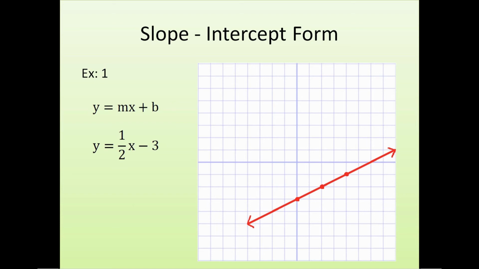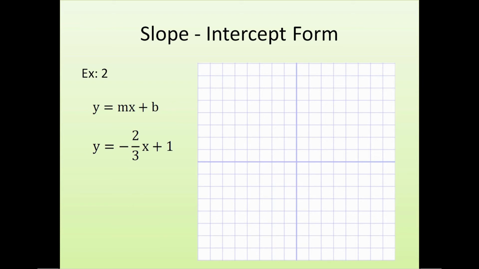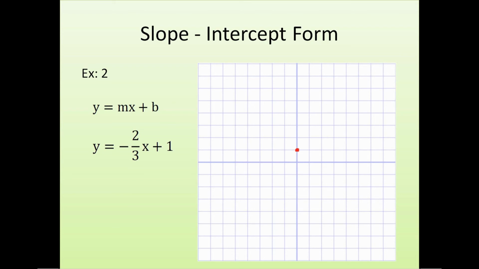Let's look at another example when the slope is negative. y equals -2/3 x plus 1. Again, start with the y-intercept, in this case 1. Find the y-axis and plot a point at 1. Now look at the slope, which is -2/3. The rise is 2 and the run is 3.